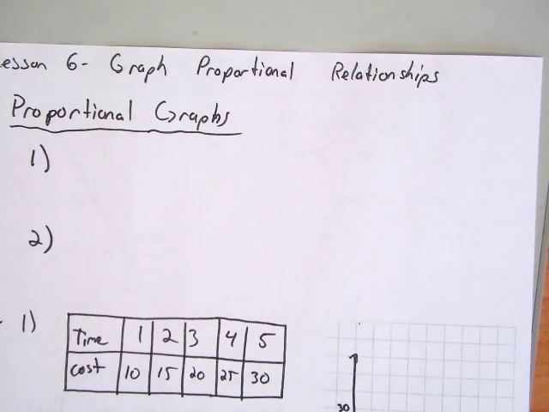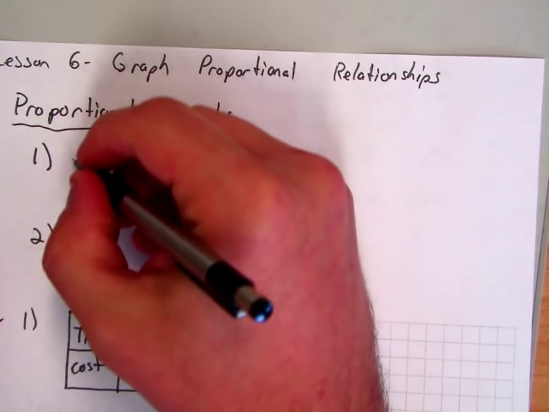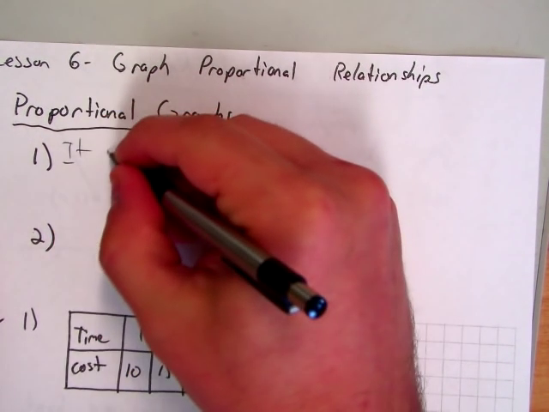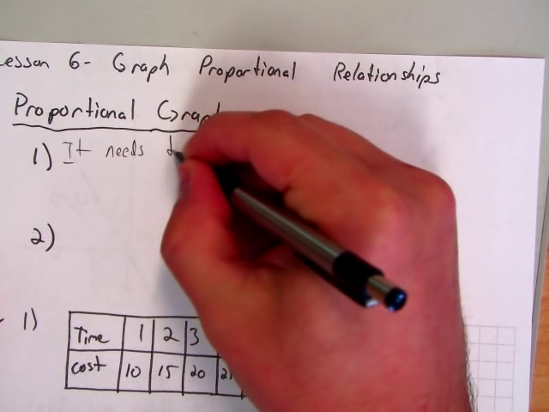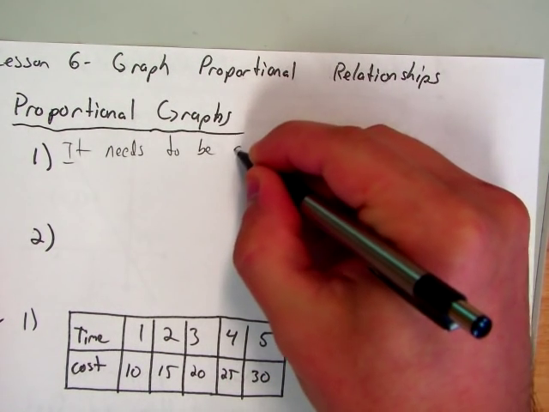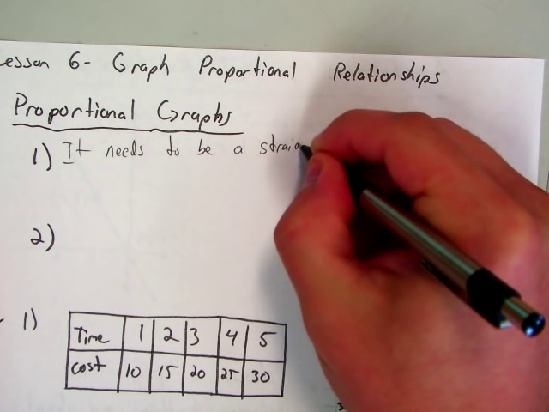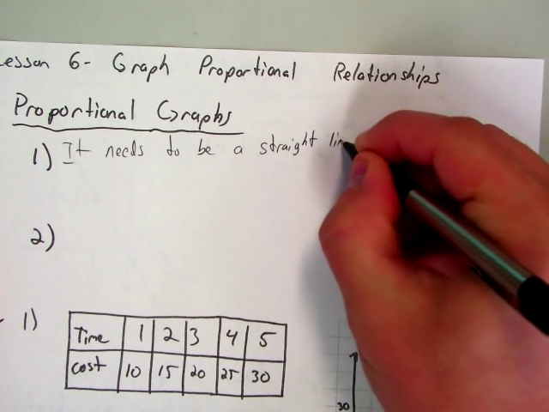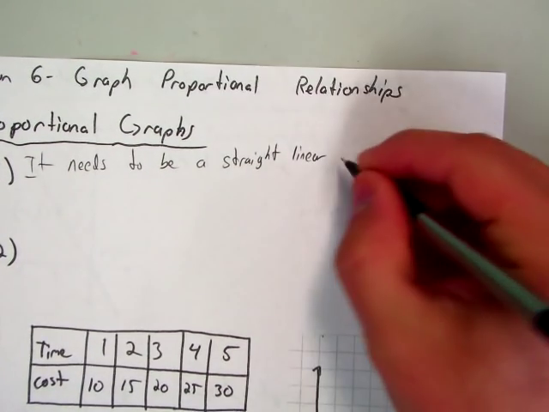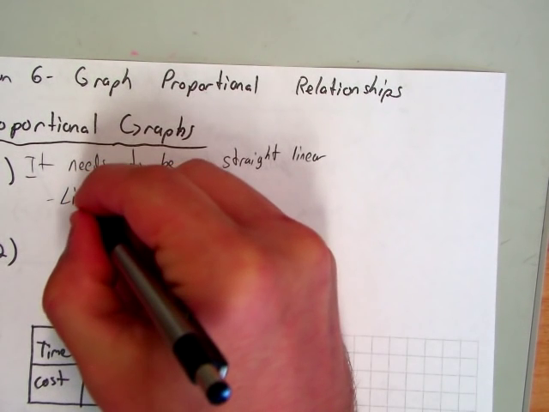Hi, today we're going to be talking about graphing proportional relationships. This is going to be very important when we talk about graphing things later in this chapter. But first of all, the first thing that a proportional graph needs to have is it needs to be a straight line. In other words, it needs to be linear.